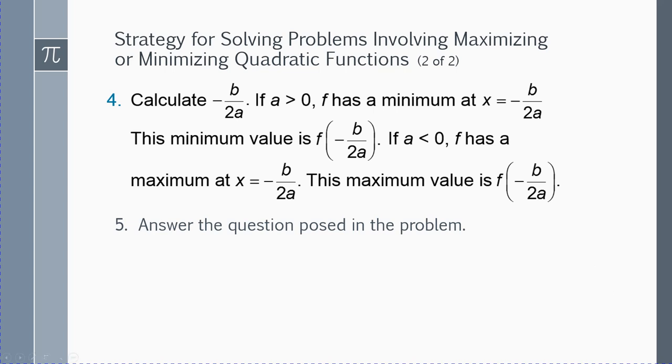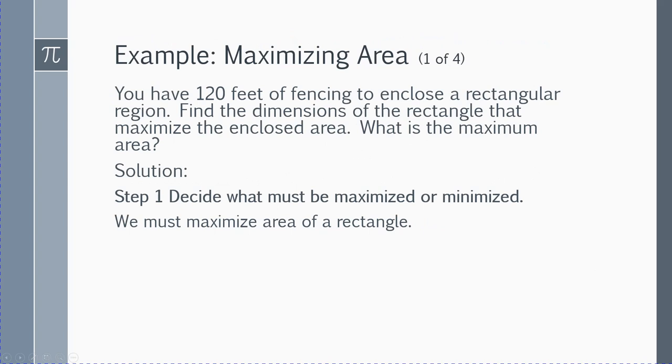All right, so here's the problem. You have 120 feet of fencing to enclose a rectangular region. Okay, so you have this rectangular region. So think about this. You have a length and you have a width.